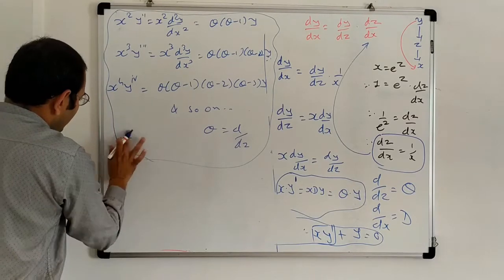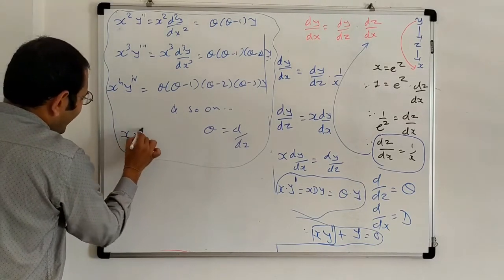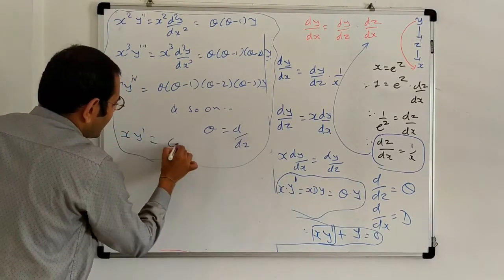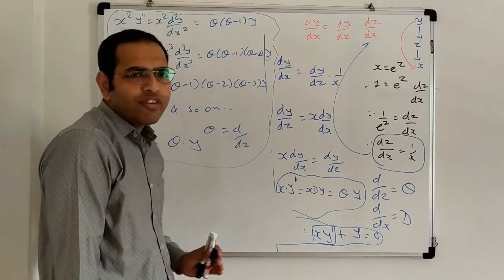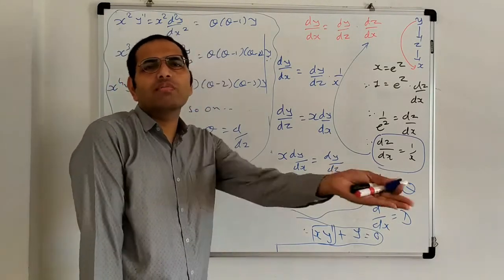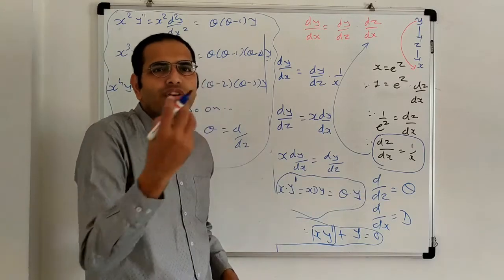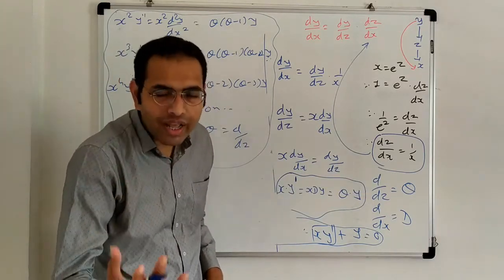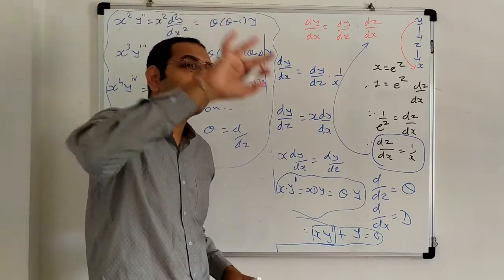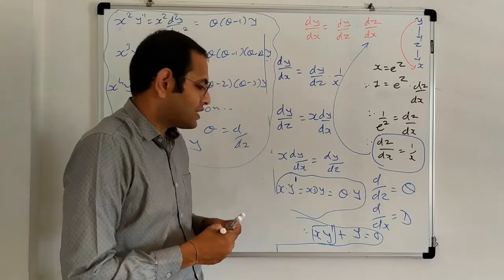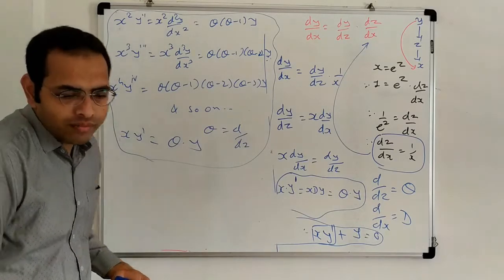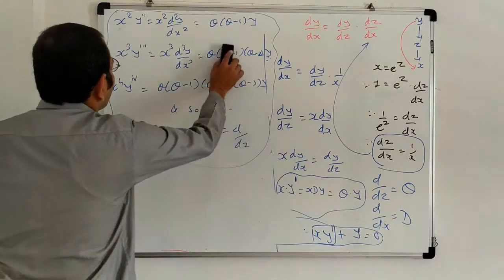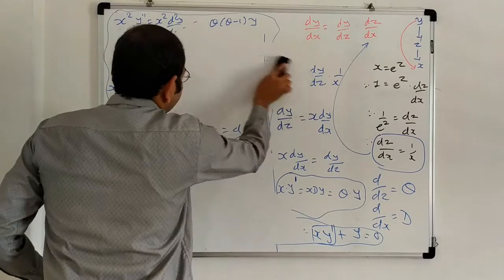Here x into y dash we can write as theta into y. Means our differential equation is converted in terms of z, we solve the differential equation in terms of z, and after that we convert again in terms of x. Clear? Let us start with one example for better understanding.